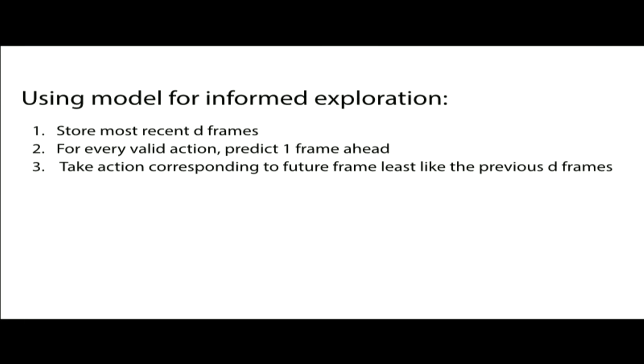So how do they do this? They take their video prediction model. Given the current state of the game, they store the most recent D frames. Then for every valid action from that state, they predict one frame into the future using their video prediction model. Then they take the action that corresponds to the future frame that is least like the previous D frames. Basically, they're going to try and go to the frame that they haven't seen before, something that looks different than the last D frames that they saw. In practice, I believe they set D to be between 20 and 200, depending on the game.